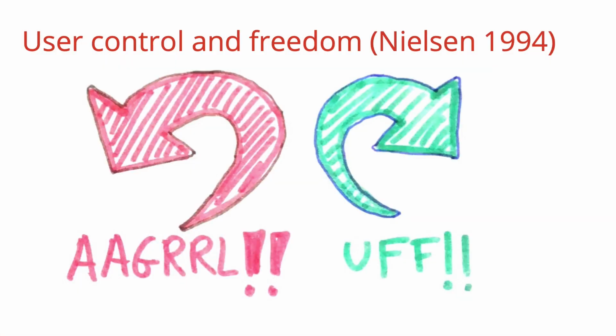Next, we have user control and freedom. If a user makes a mistake, there should be an easy way out, or an easy way to undo it, or an easy way to repeat an action if it was correct. Undo and redo are very good examples of user control and freedom.